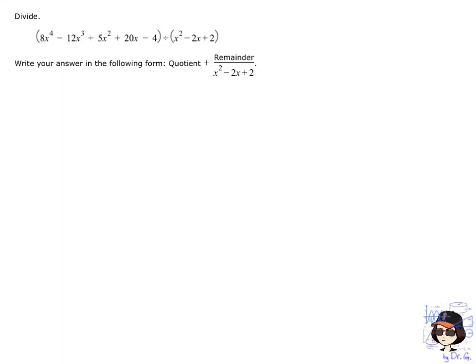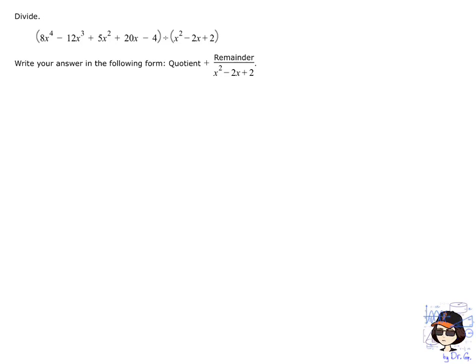Okay, in this video we're going to do a couple of long division problems where we have to write our answer in a specific form, but the steps are the same. And the problems in this video are going to be slightly more complicated than the first video. But as I said, all the steps are the same. We're looking for the quotient and the remainder.